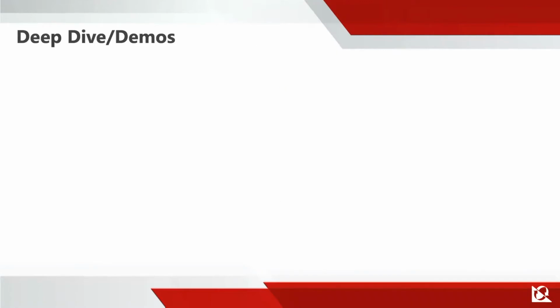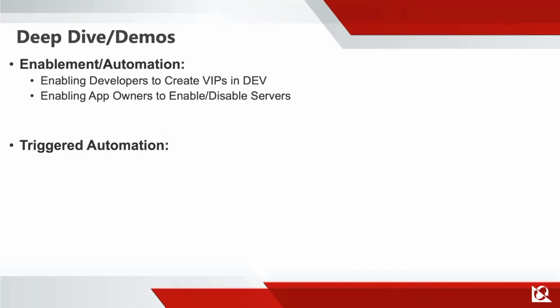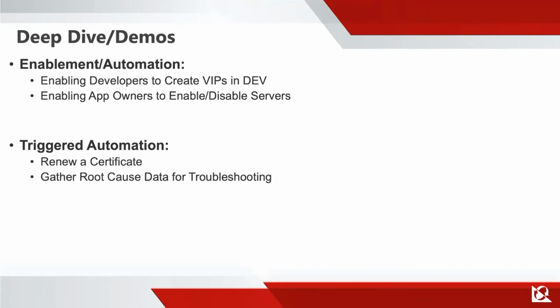After the high level, we'll go into some deep dive demos: enablement and automation of creating virtual IP addresses in Dev, enabling app owners to enable and disable their V servers, and then we'll do triggered automation as well, renewing a certificate and gathering root cause data for troubleshooting.